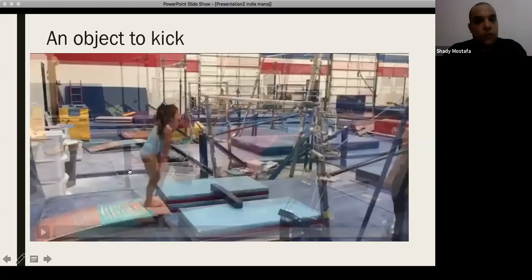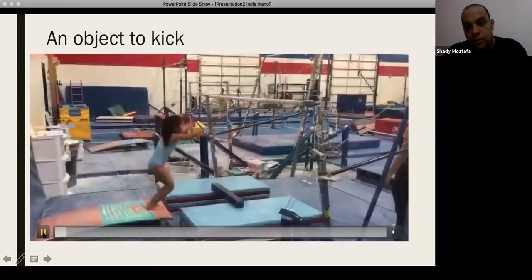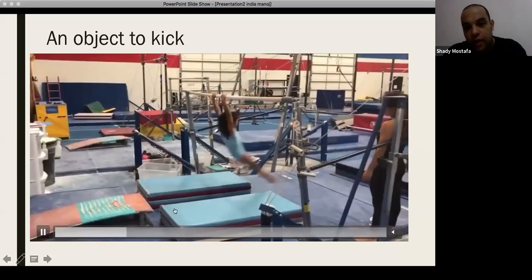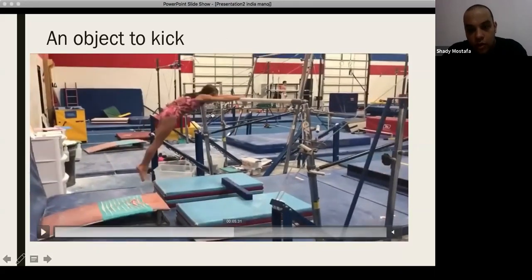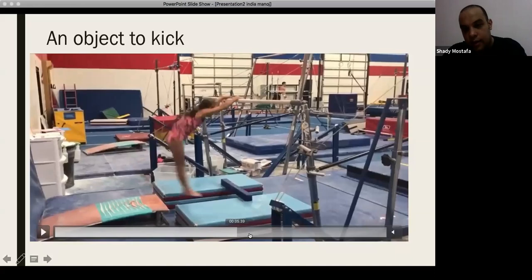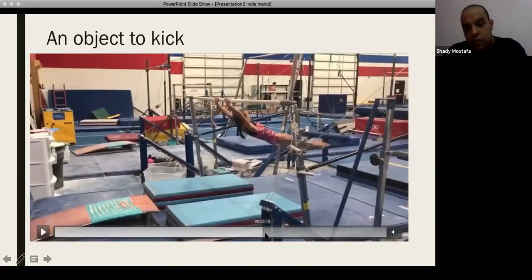Yes, Shady. Okay, here is a very good exercise to take it to the next level. You jump, kick. You give an object to kick in hollow shape. Let's make it slow. Look, hollow, hollow, putting an object to kick, kick, and keep hollow. Okay?